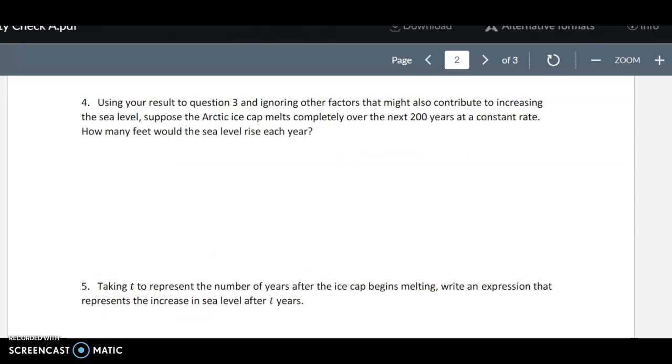I'm going to let you figure the rest of this out yourself. If you get stuck, reach out. I'd love to give you some hints, but hopefully that's enough to get you started. You're just taking it question by question. So you get your answer in number 3, and then you use that to figure out how much of that would melt over 200 years, or how much would melt per year if that 26 feet melted over the 200 years. So anyway, good luck, and I hope that helps.